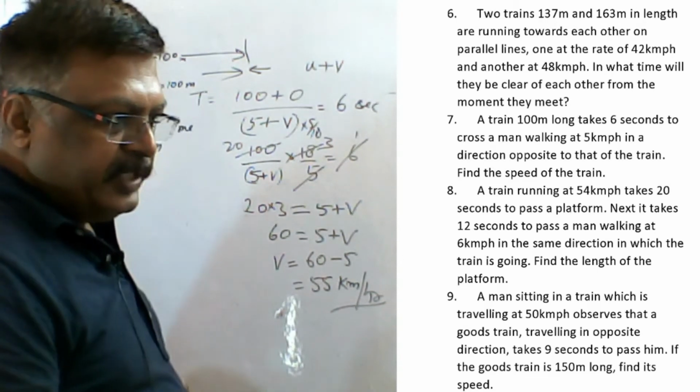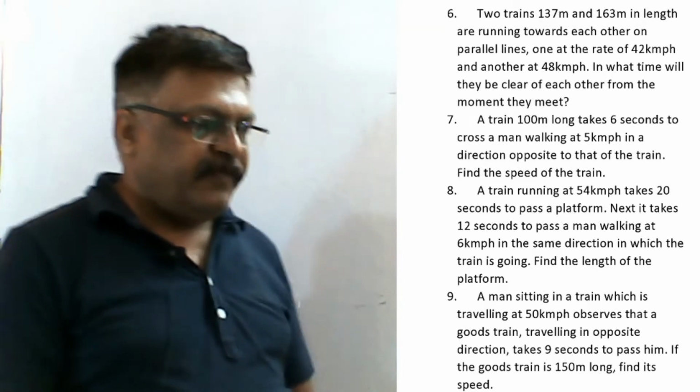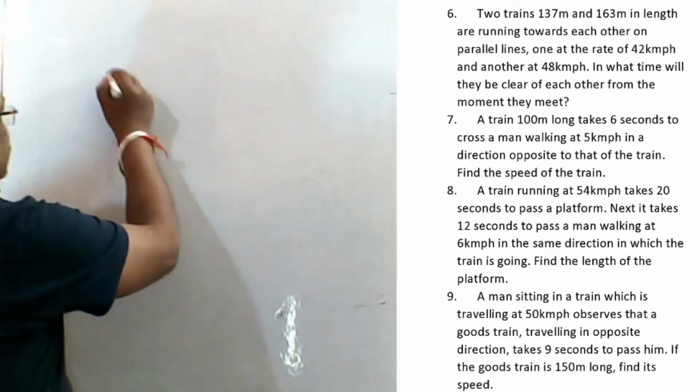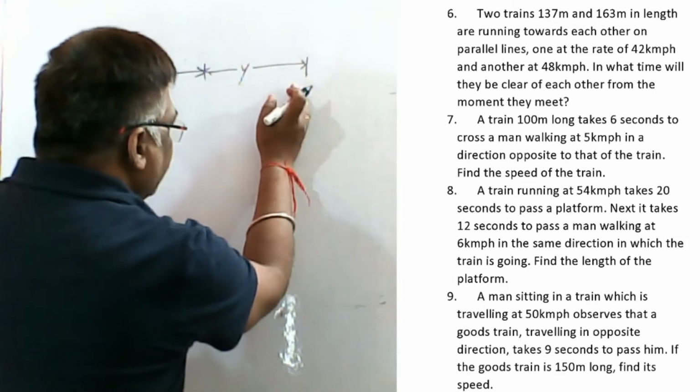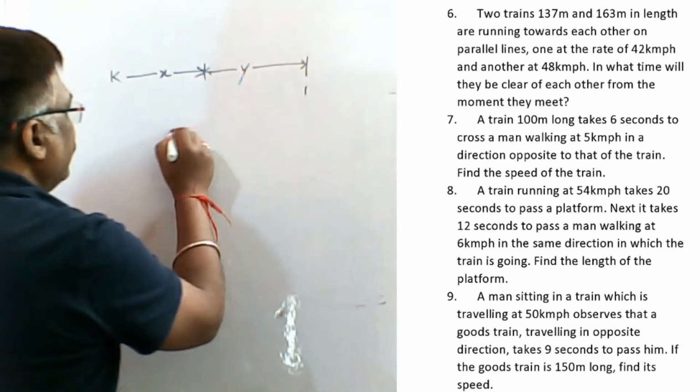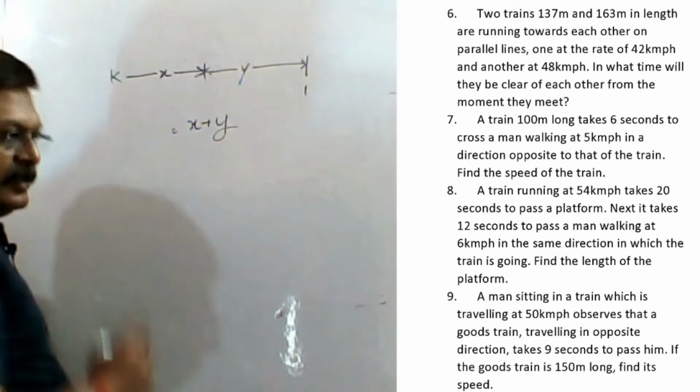Now going to the 8th question. A train running at 54 km per hour. So this is the train. Now this is the platform length. So how much distance will the train cover to cross this platform? The train will cover x plus y distance.